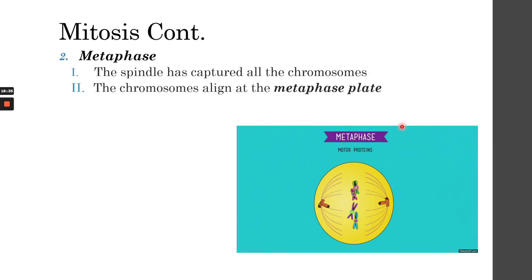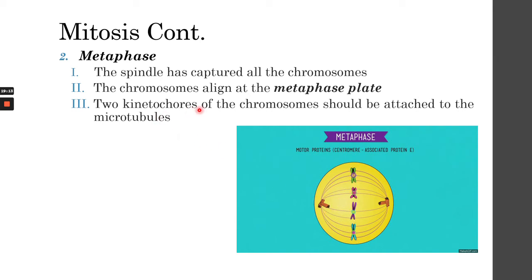Okay, what is happening next in metaphase is that the spindle has now captured all the chromosomes. And what it does is arrange the chromosomes and align them in an area called the metaphase plate. The metaphase plate is not an actual structure. It's just the central region wherein the chromosomes are aligned, so it looks like this. You saw it in the moving pictures. This middle area is the metaphase plate, wherein all the chromosomes are aligned.